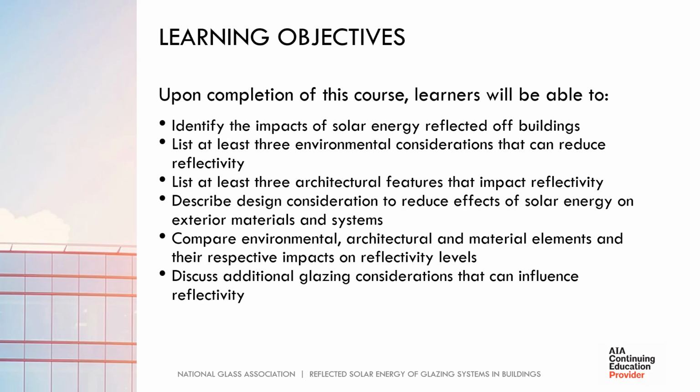Upon completion of this course, you will be able to identify the impacts of solar energy reflected off buildings, list at least 3 environmental considerations that can reduce reflectivity, list at least 3 architectural features that impact reflectivity, describe design considerations to reduce effects of solar energy on exterior materials and systems, compare environmental, architectural, and material elements and their respective impacts on reflectivity levels, and discuss additional glazing considerations that can influence reflectivity.